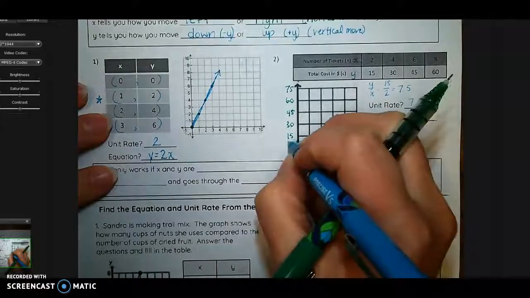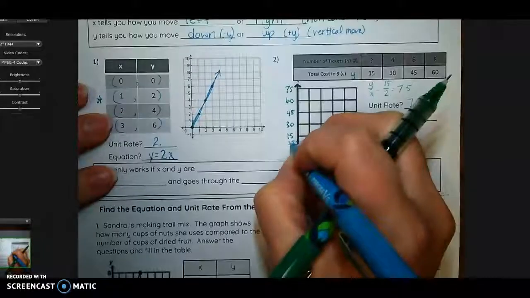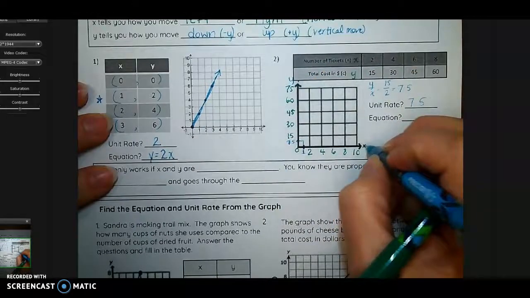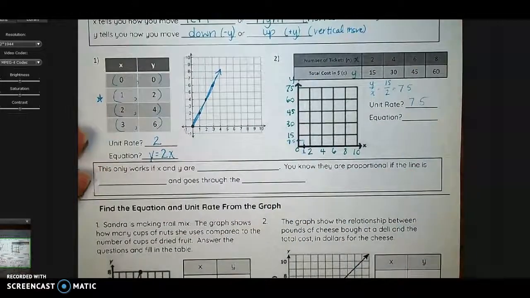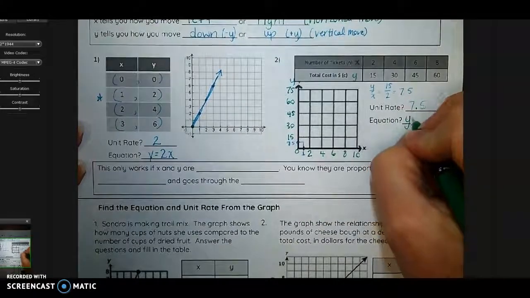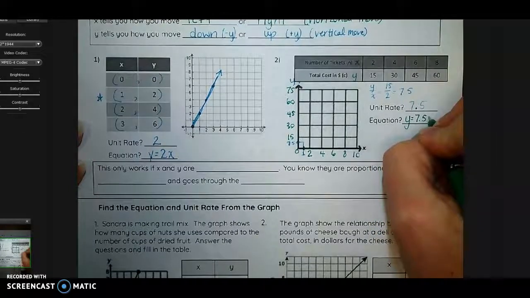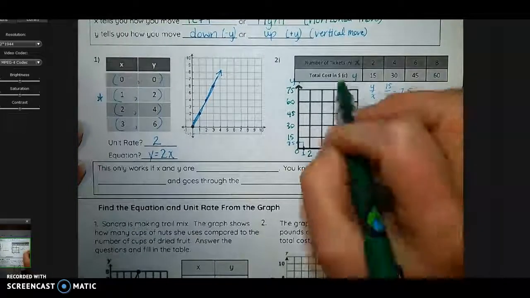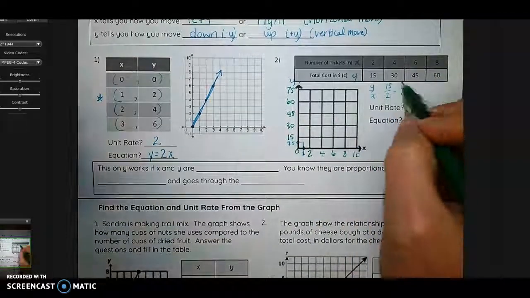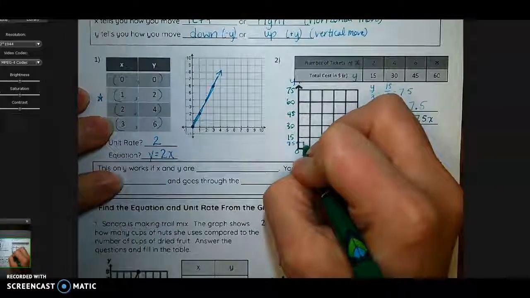So that means my unit rate, my y value, remember these are my y's, these are my x's, my y value when x equals 1 is 7.5. So to find anything on that table, I should just have to do 7.5 times x. So the number of tickets in this case times 7.5, so $7.50 per ticket. Then that should give me my answer.